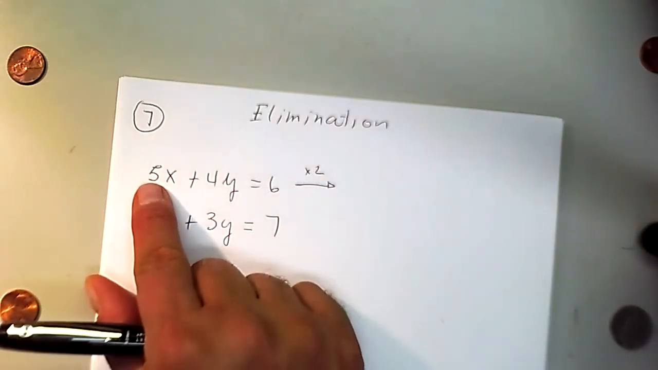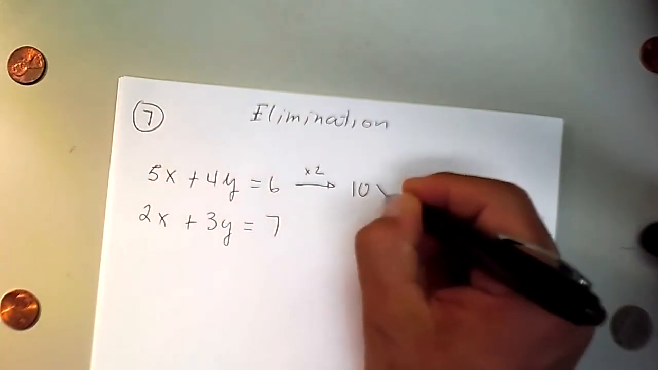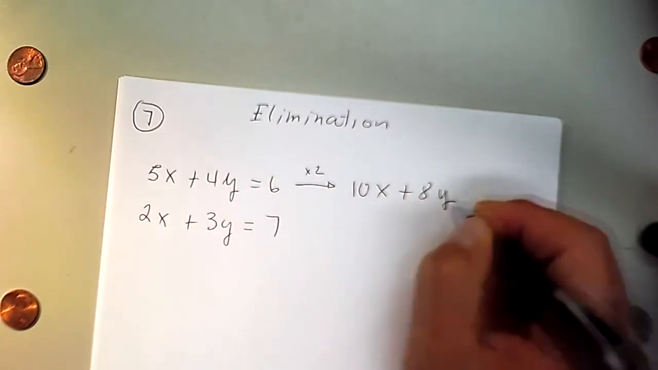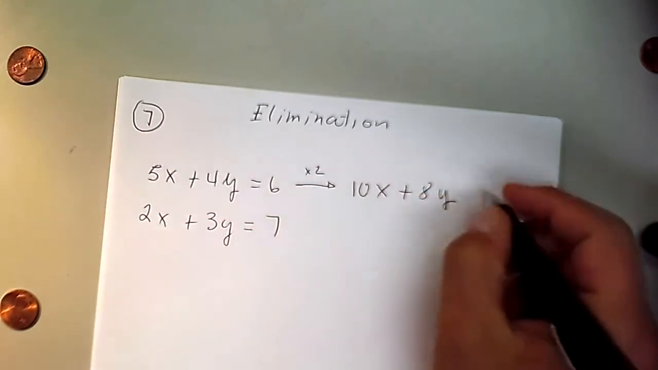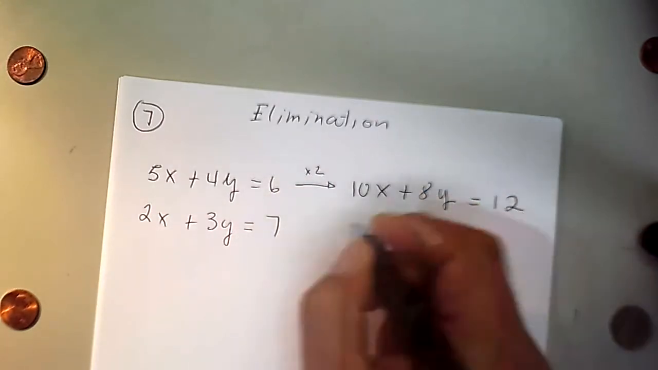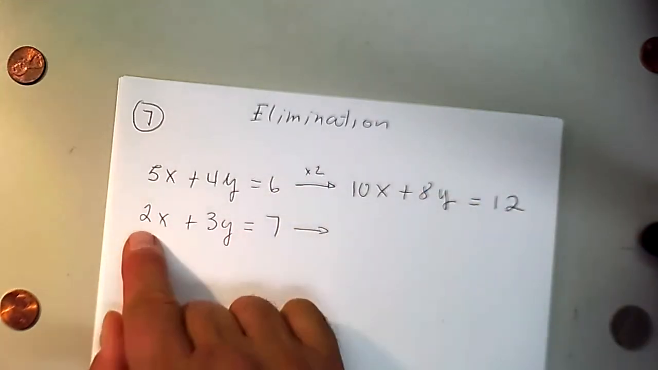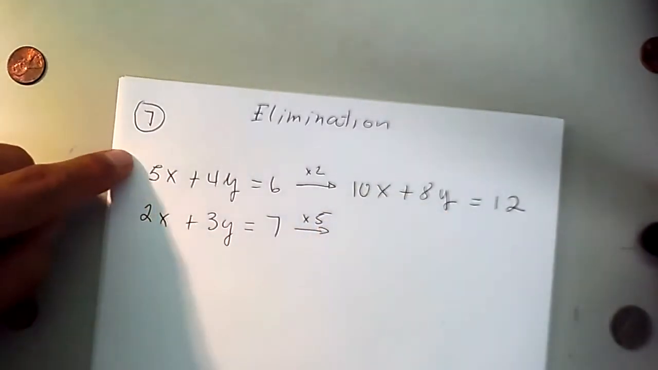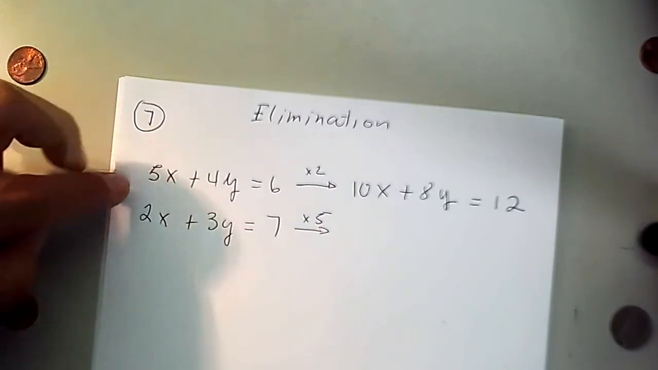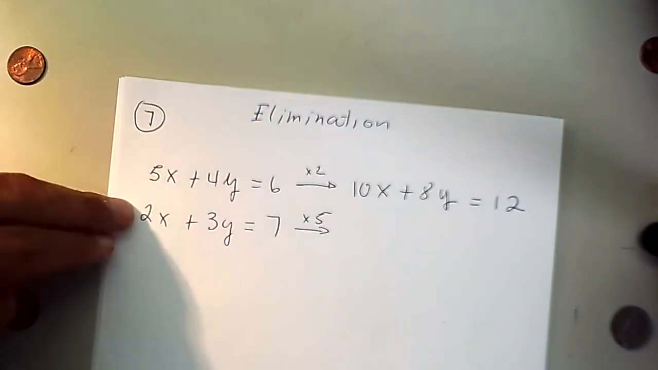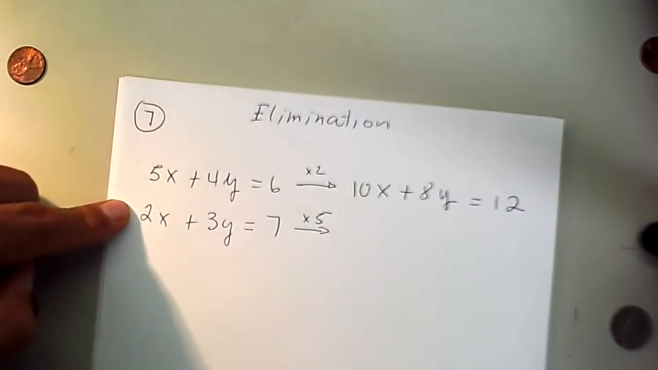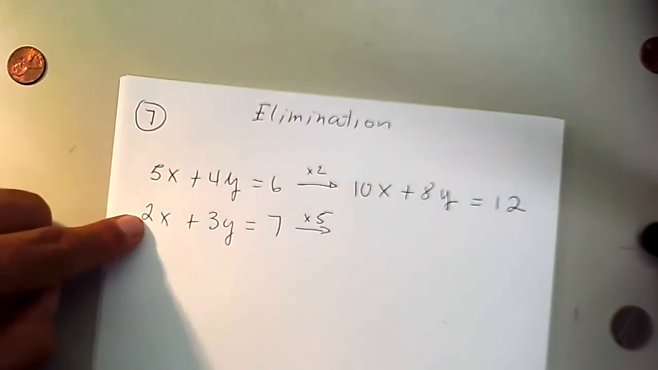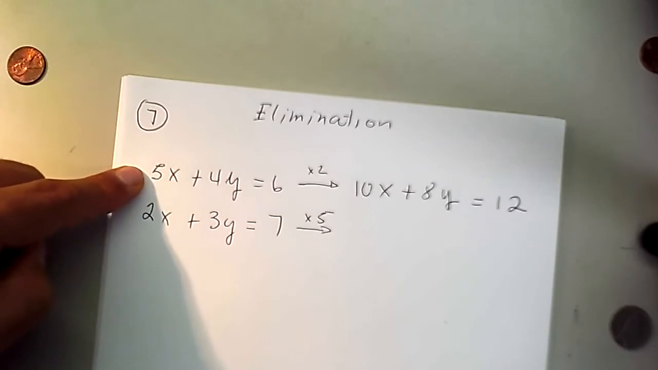Multiply the whole first equation by 2, and that's going to give us 10x plus 8y, don't forget to multiply everything in the equation, equals 12. Multiply the second equation by 5. Now, how did I know that? Here's the question. Are the coefficients the same? Is 5 equal to 2? No, obviously not. This coefficient has a 2, and that coefficient has a 5.